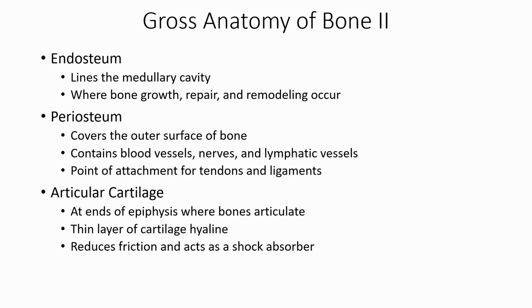So some of these are things we just mentioned, but we're going to talk about them really quickly. We have the endosteum. This is on the very inside. This is going to be the lining inside of that medullary cavity, and this is going to be where we have growth, repair, and remodeling. We're going to talk about what growth, repair, and remodeling looks like later, but we just want to keep that in mind. The periosteum, I already mentioned, is the outer covering, and this is where we can bring in things like blood vessels, nerves, and lymphatic vessels.